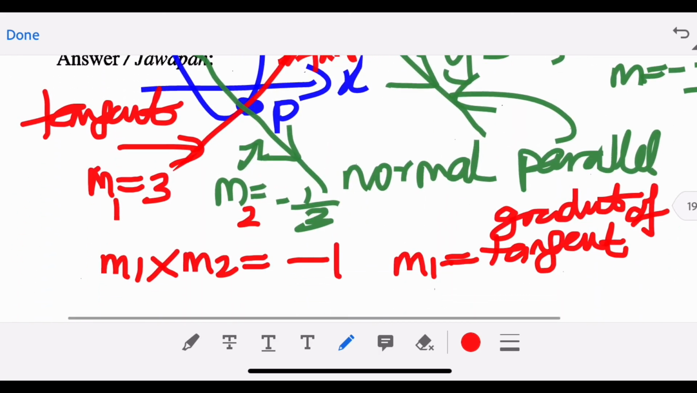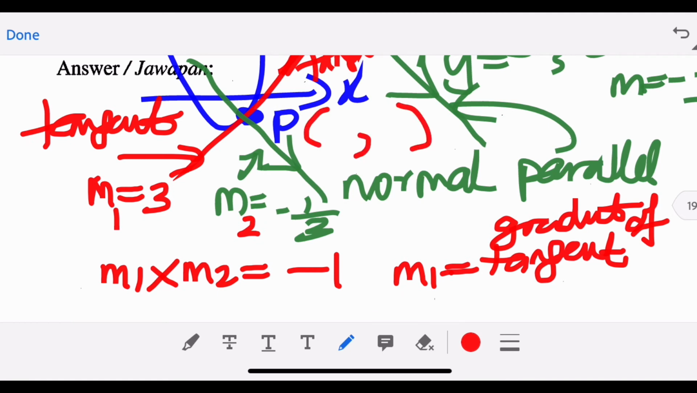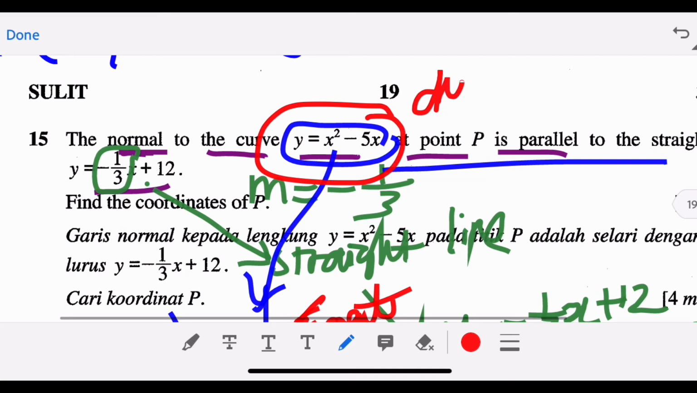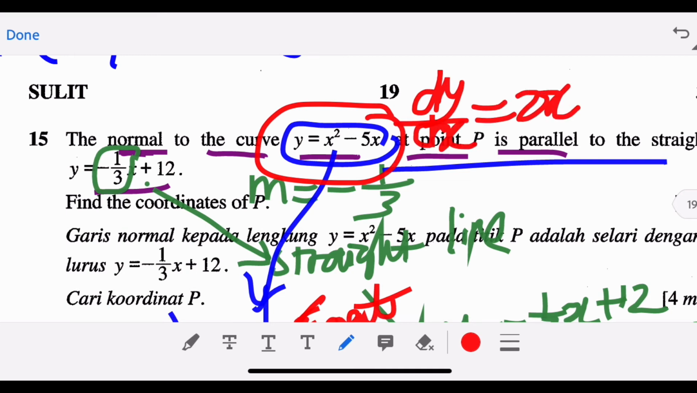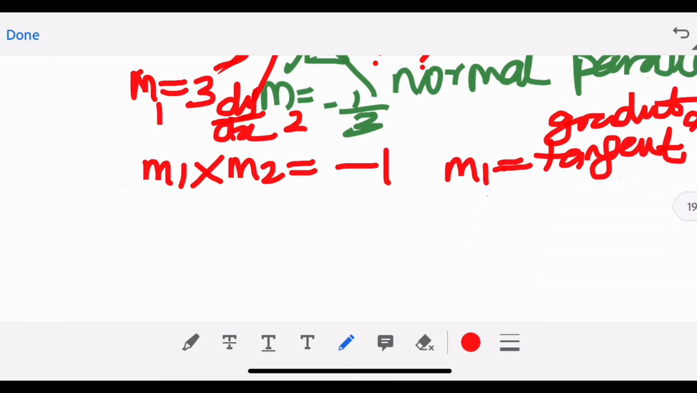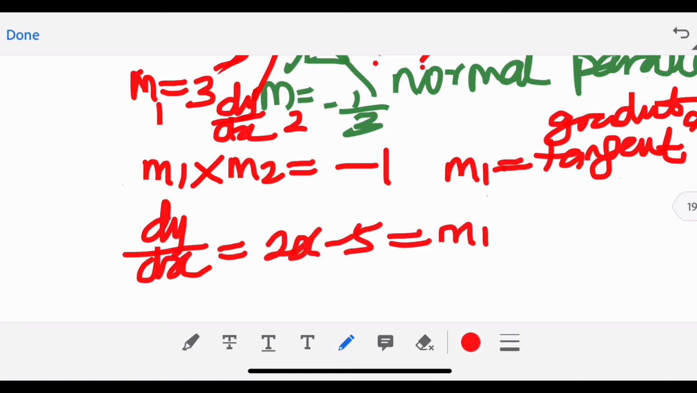And from the curve, if we differentiate the curve at point P, we will get the gradient of the tangent to the curve. Remember what I said? dy/dx is the gradient of the tangent to the curve. So once I find dy/dx, I can say the value of dy/dx should be equal to 3 at point P. I must state at point P, because dy/dx actually changes according to the point. So dy/dx has value 3, and if I differentiate, I get 2x minus 5.